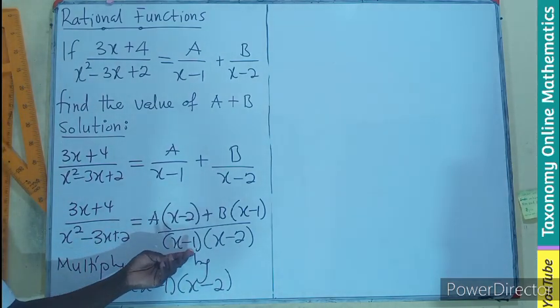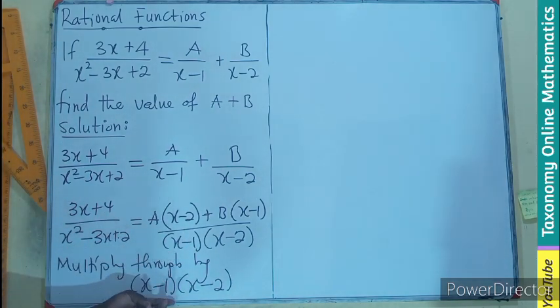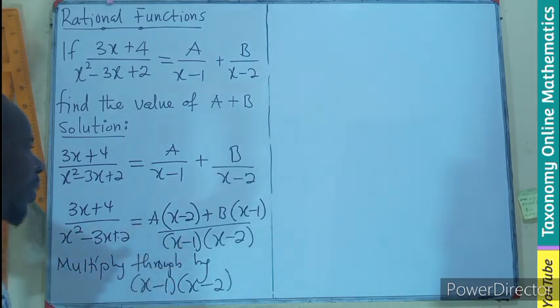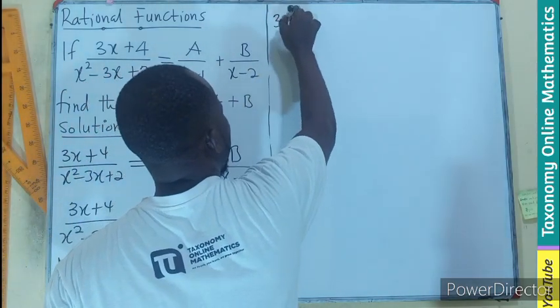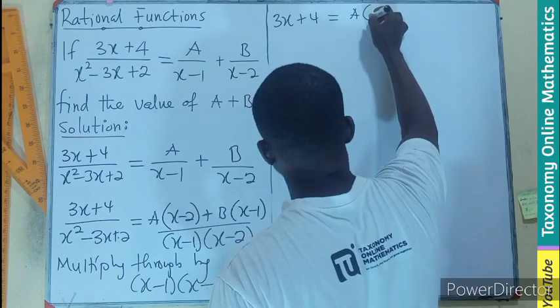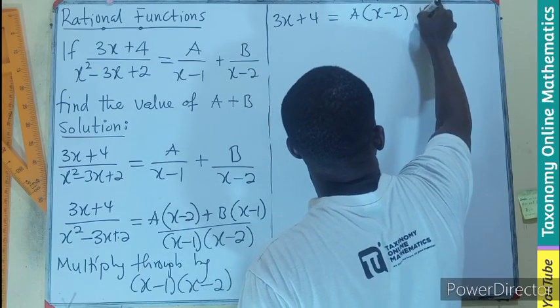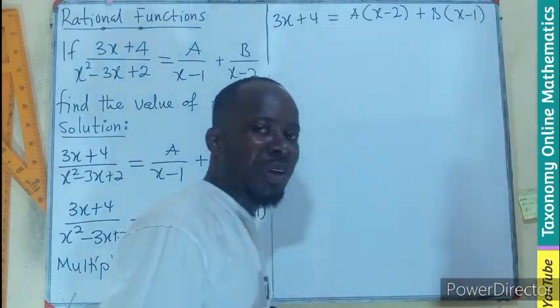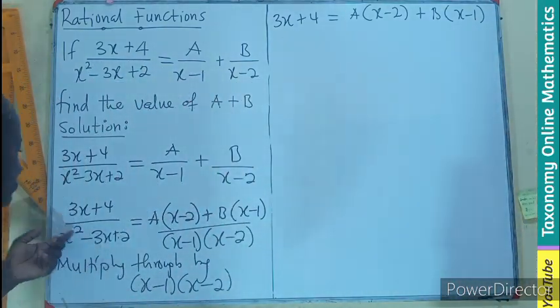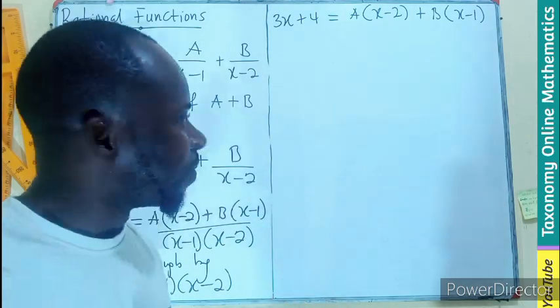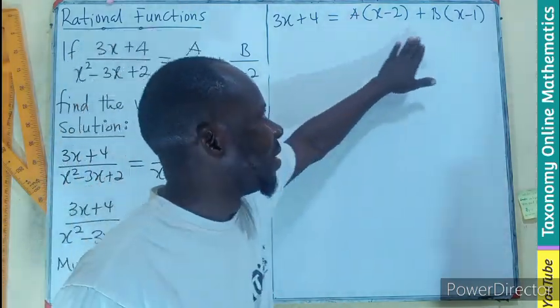So if I multiply out this side by this, seeing this can be factorized, it will cancel. This will already be the same, so it will cancel. So I'll be left with 3x + 4 equals a multiplying (x − 2) plus b multiplying (x − 1). That is what it means. You can also say that we are going to equate the numerators. That one also has no problem. It's the same thing. Now, this is the same as this.